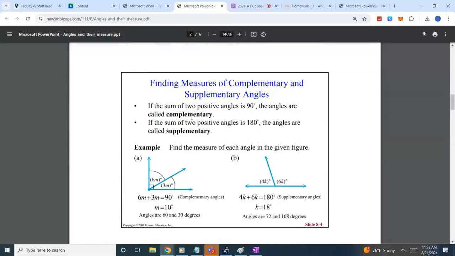Okay. Now we're talking about complementary and supplementary angles. And just in a nutshell, if the sum of 2 angles is 90, the angles are complementary. If the sum of 2 angles is 180 degrees, the angles are considered to be supplementary.